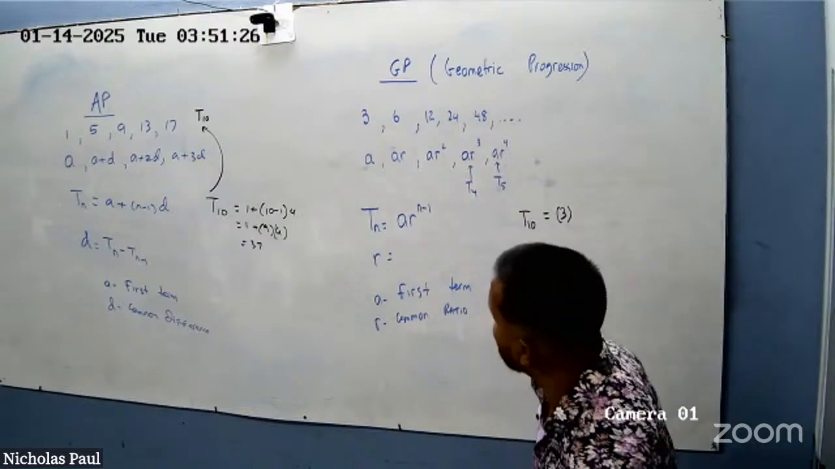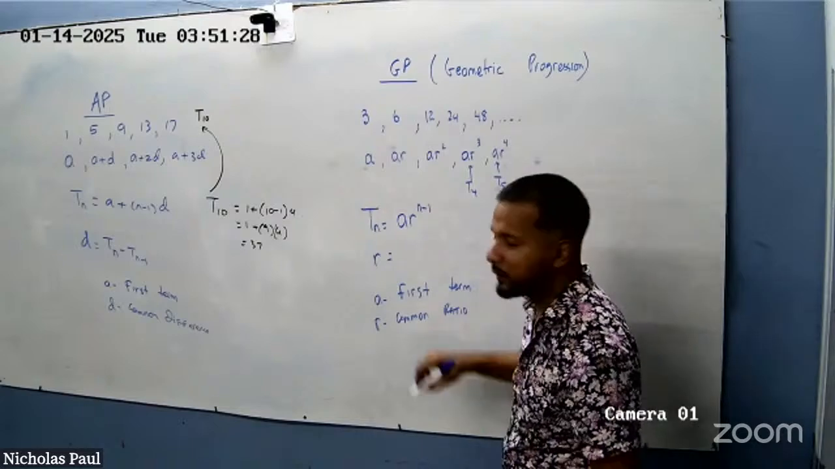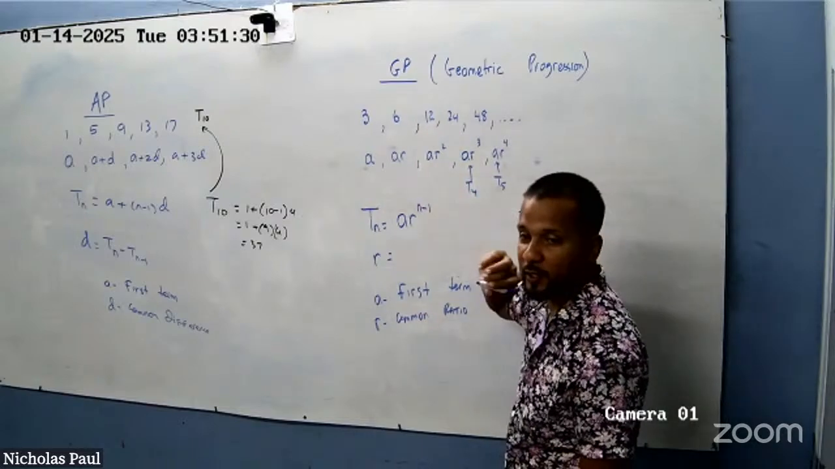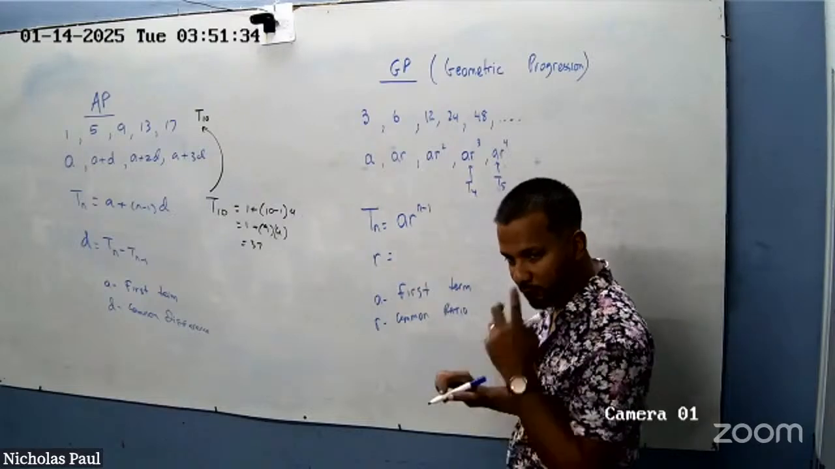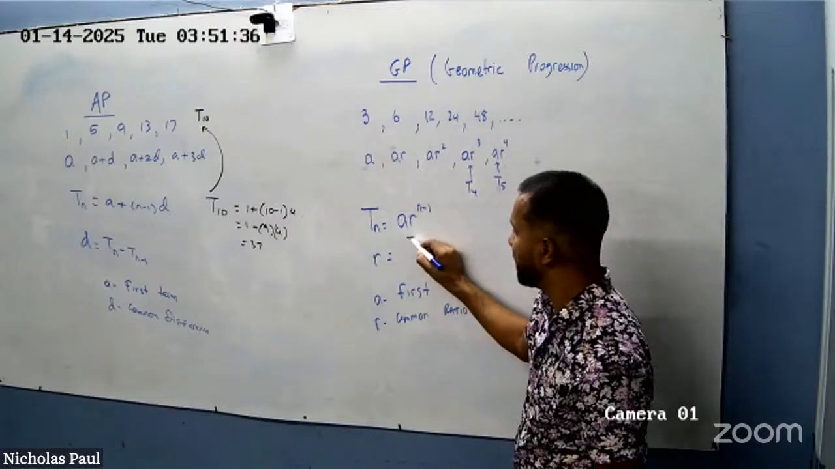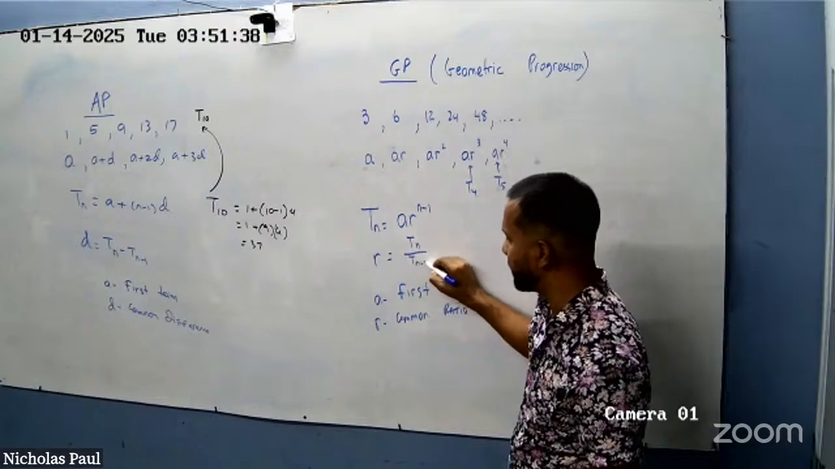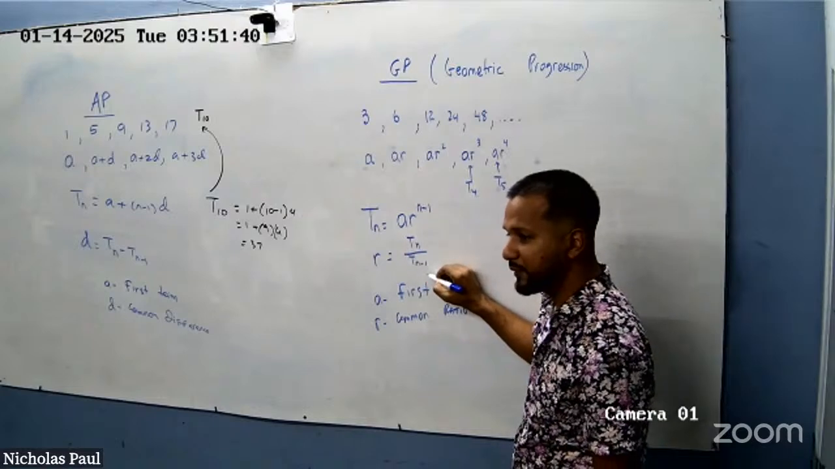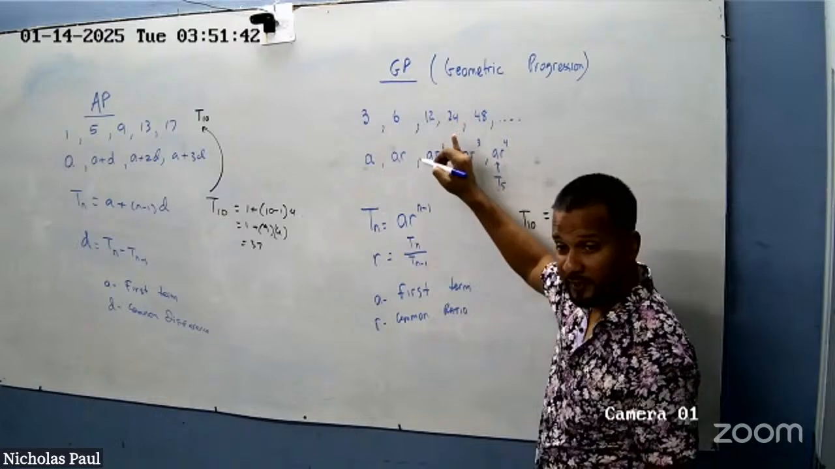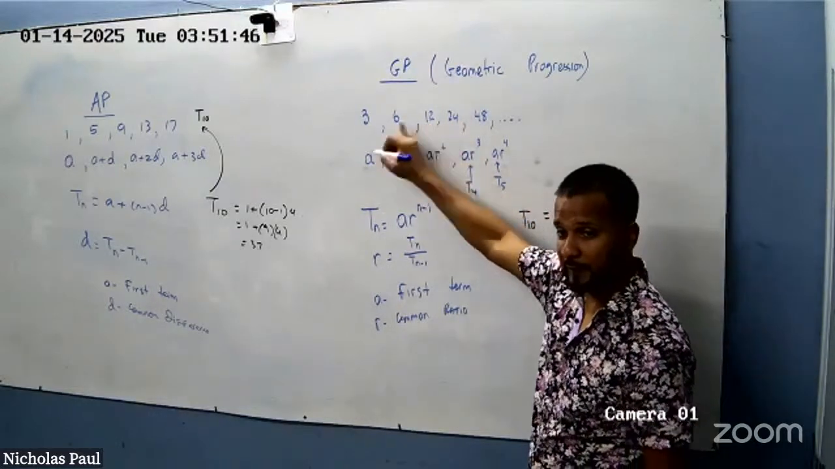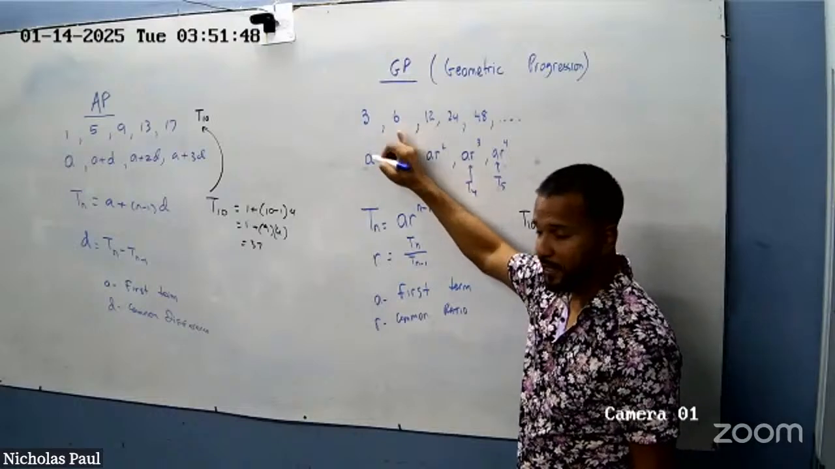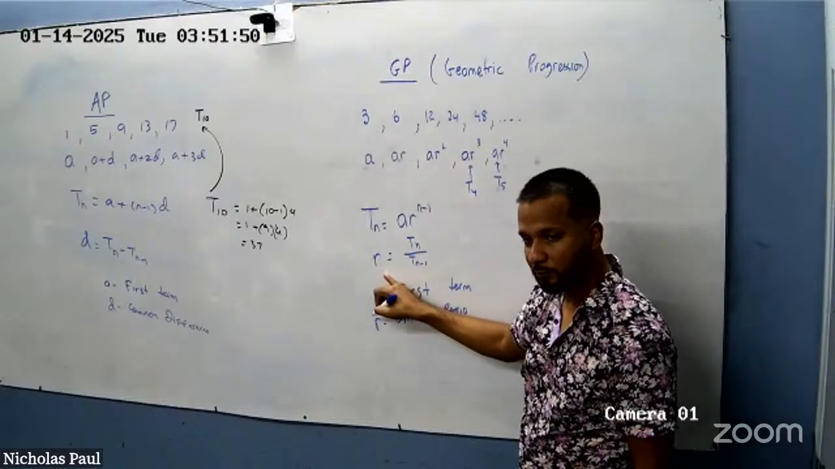Right. Okay. So if I didn't know that, and I just have these two terms, what could I do? What formula could I use to find R? Divide the nth term and the term before it. That make sense? The term and the term before it. Once I divide any of those, I'm supposed to get R. You okay with that?